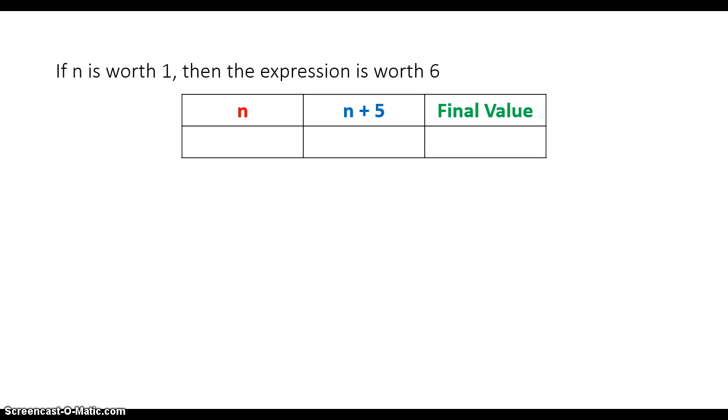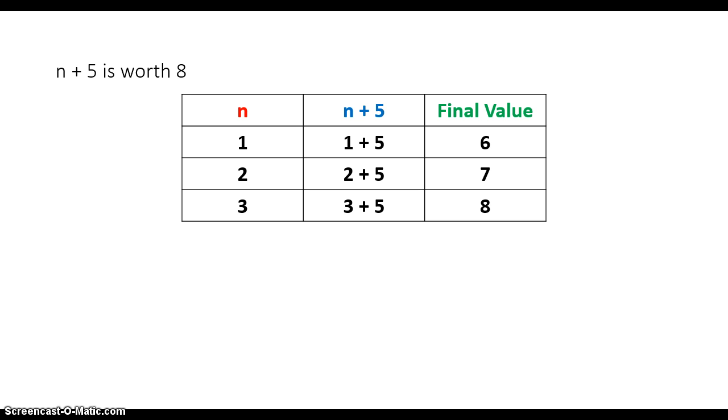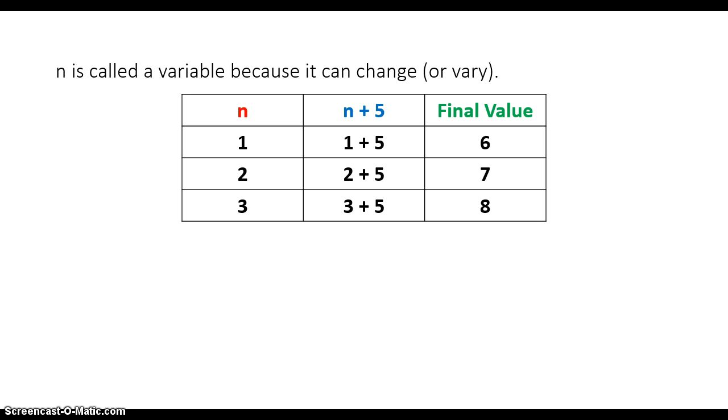If n was worth 1, then I would substitute it into the expression and get 1 plus 5 to find the final value of 6. If n is worth 2, I would substitute it in. Where I see n, I'd put a 2 and get 2 plus 5, which is 7. If n was worth 3, I would plug 3 in where I see an n and add to get 8.